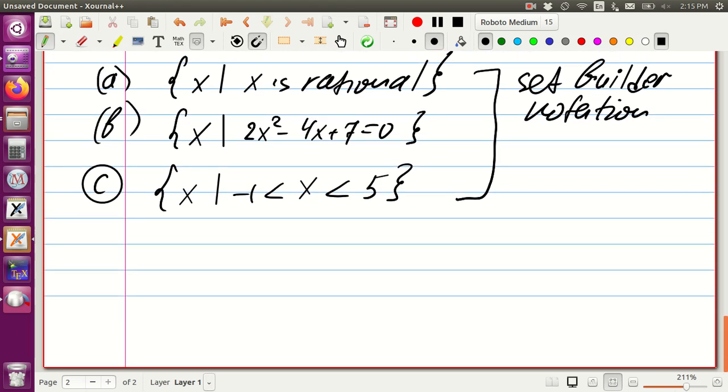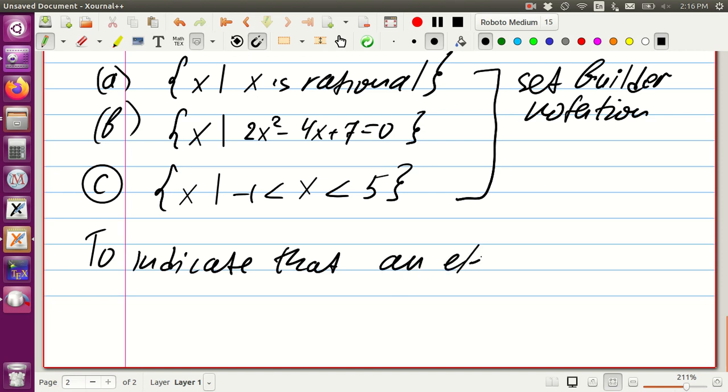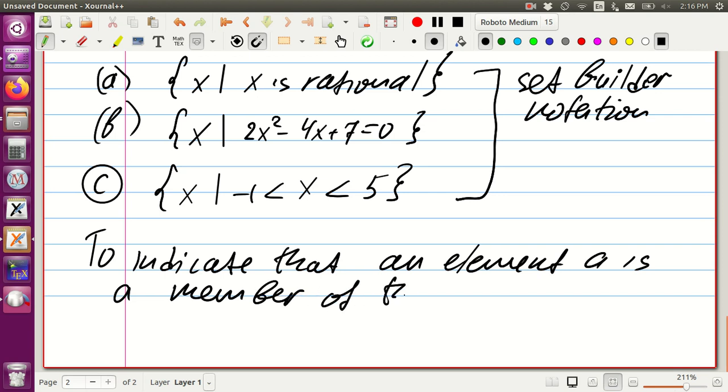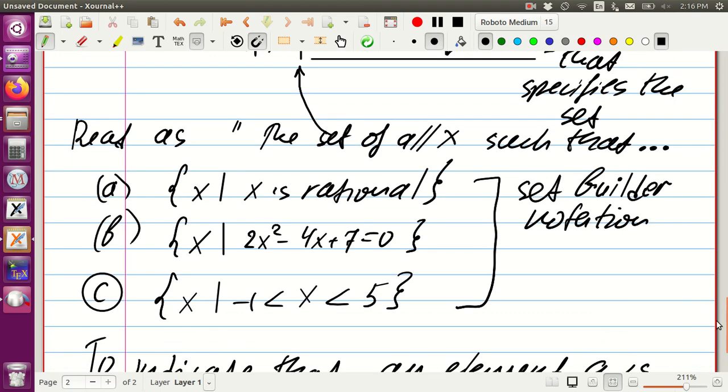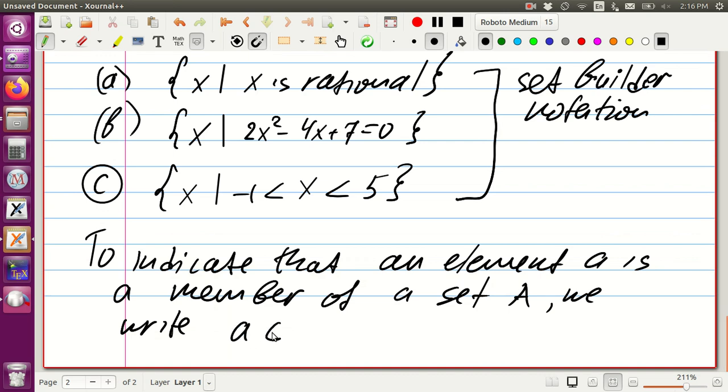So a couple small definitions that we're going to need. The first definition says that to indicate that an element a is a member of the set A, we write a, then a special symbol, then A.